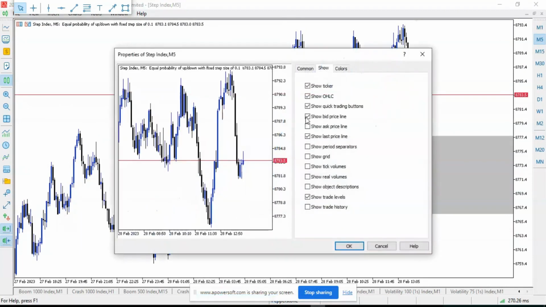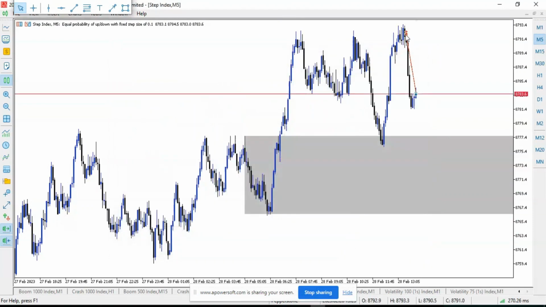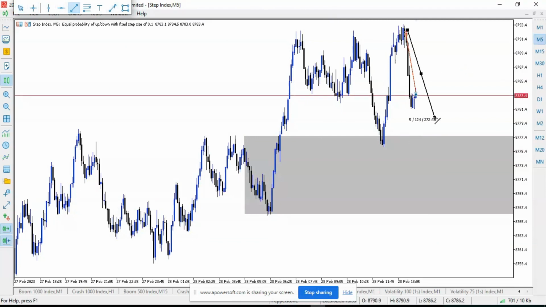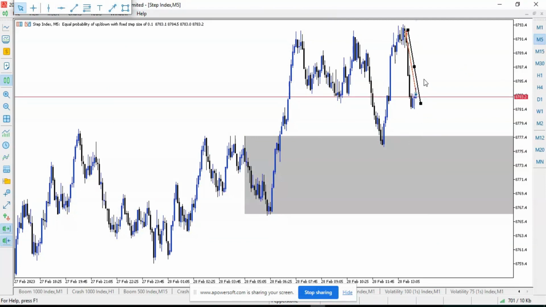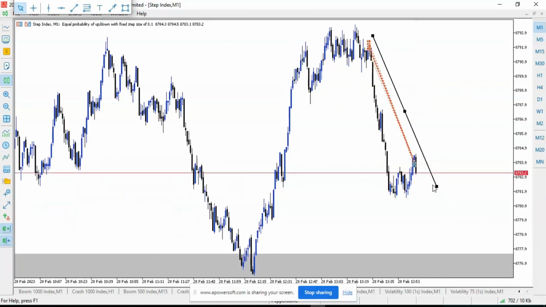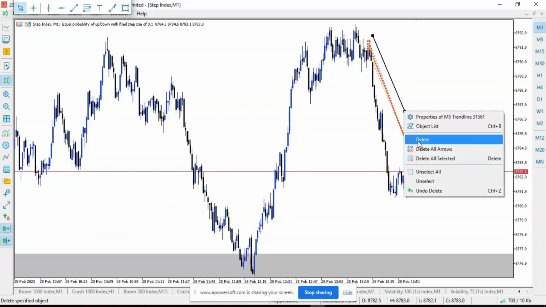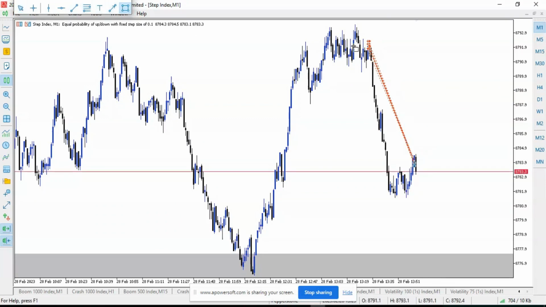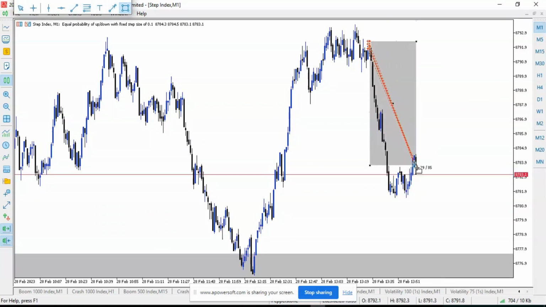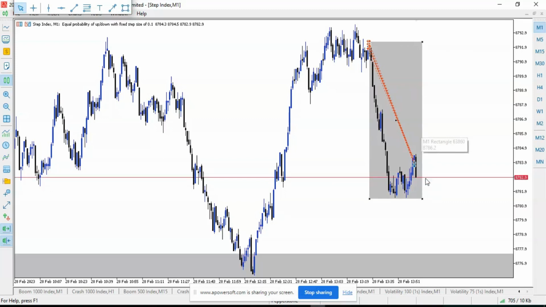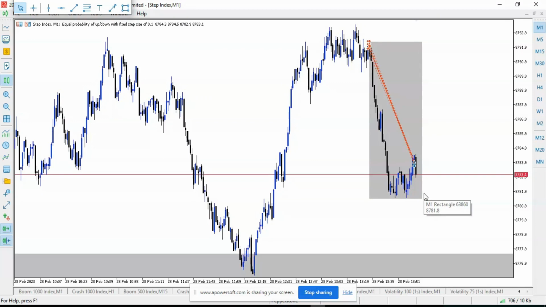if I come here and go to properties and turn on trade history, we can see that the orders that I've closed off were from this point here to just this point here. We are on M5, or if at all it's M1. They were just from this point to this point here. You get? So that's what scalping most times is.